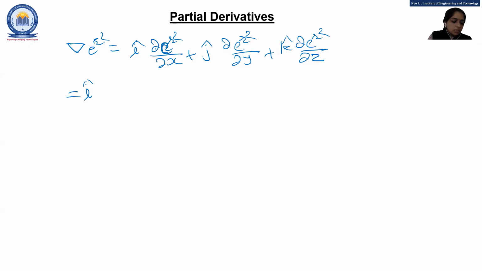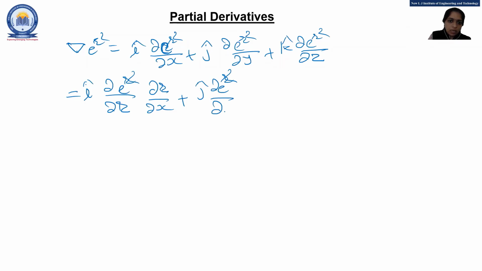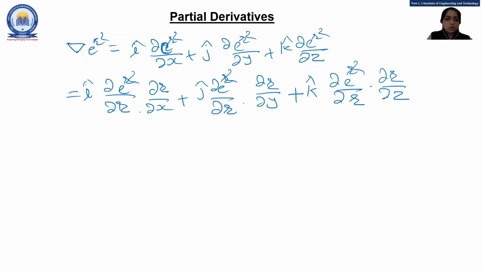Here, if we apply the derivative of e raised to r square with respect to x, then first we have to take the derivative of e raised to r square with respect to r, into del r by del x. Similarly for the y term, and plus k, the derivative of e raised to r square with respect to r into del r by del z. Now let me know, what is the derivative of e raised to r square with respect to r?